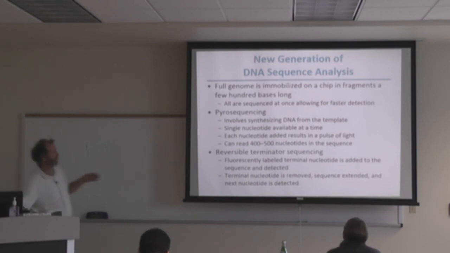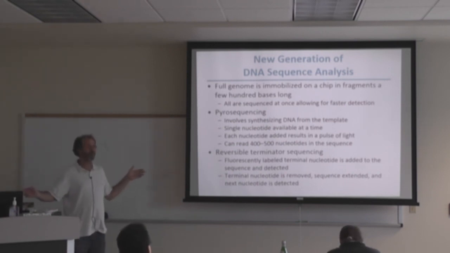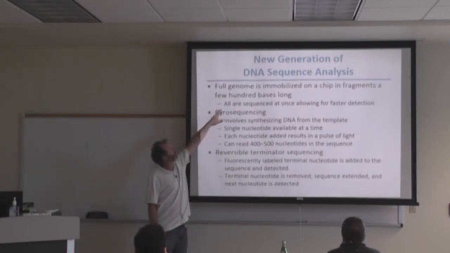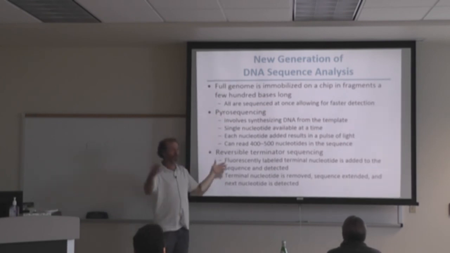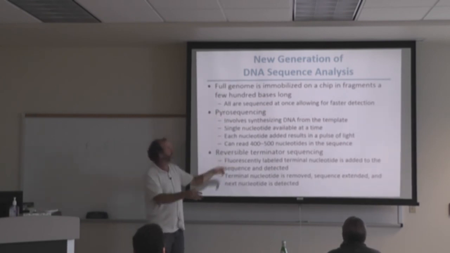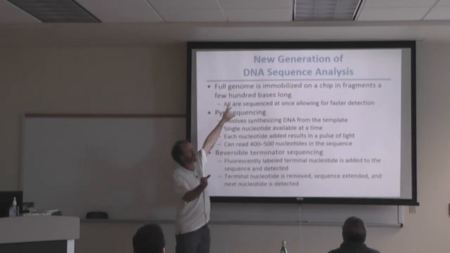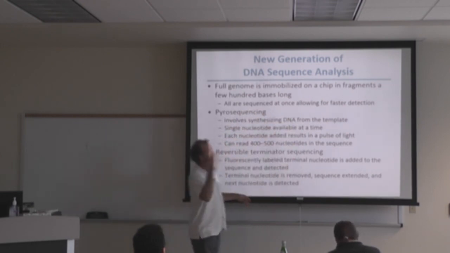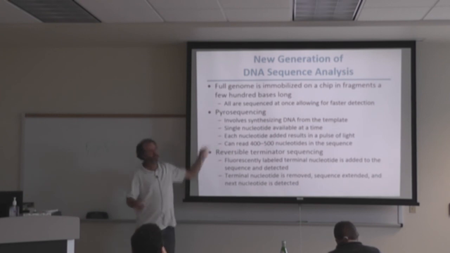So there are more modern methods where you can measure a whole genome basically in a day. So full genomes immobilized on a chip in fragments a few hundred bases long. First you take the genomic DNA, you make fragments out of it such that they're just 100 bases long, immobilize it, and then all are sequenced at once, allowing for faster detection. Whereas with Sanger sequencing, you'd have to do multiple reactions with each portion of DNA. About 1,000 base pairs is as long as you could do for each reaction, and then run it on a capillary, which takes a couple hours to separate those.